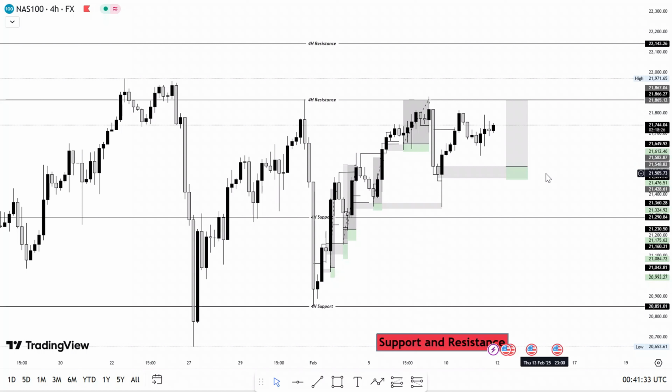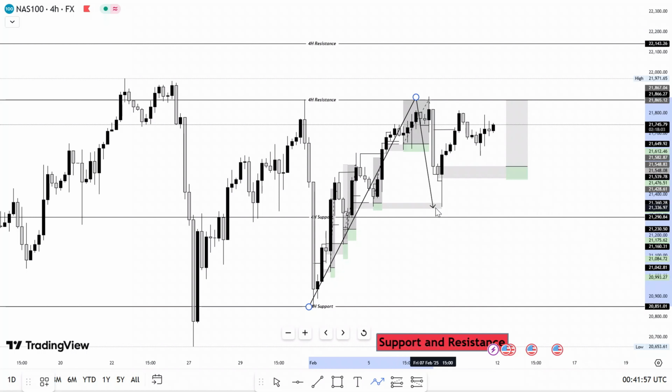Now, after looking for your support and resistance, what you should find next is where the market is coming from and where the market is more likely to move to next. If you observe this chart, the market came down from this 4-hour support. It moved up, and after tapping into this 4-hour resistance, the market came down to mitigate this 4-hour order block. We have an order block here.